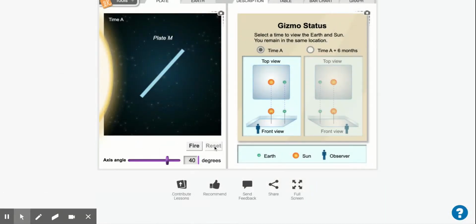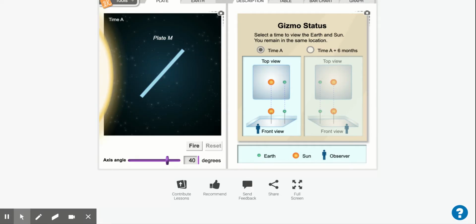So the last thing you should have done is hit reset right here. And then it asks you to form a hypothesis. How do you think the angle of the plate will affect how much sunlight hits the plate? So this is your guess. How much did you think?